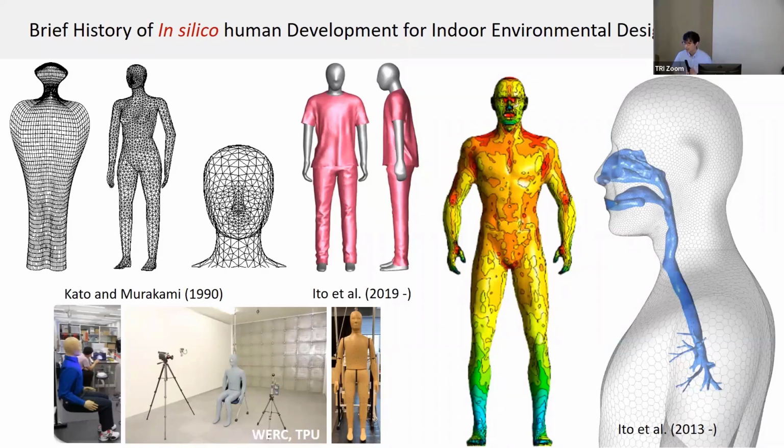To the best of my knowledge, the pioneering work of this development of in silico human models was done by Professor Kato and Professor Murakami's group at the University of Tokyo, my former supervisor, starting from the 1990s. And a lot of researchers proposed fruitful models for reproducing the human geometry. And these are our current models, which precisely reproduce the human geometry and integrate the airway model from NASAL or ORL to the 16th bifurcations.